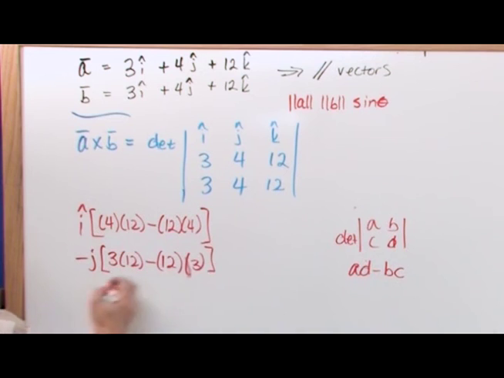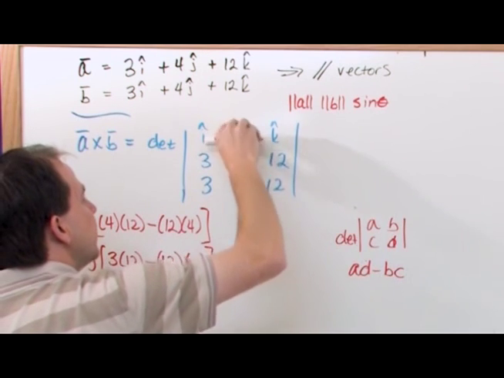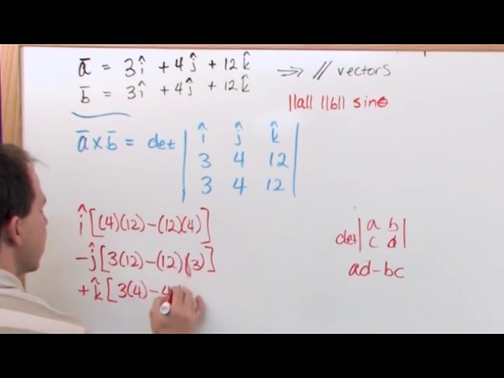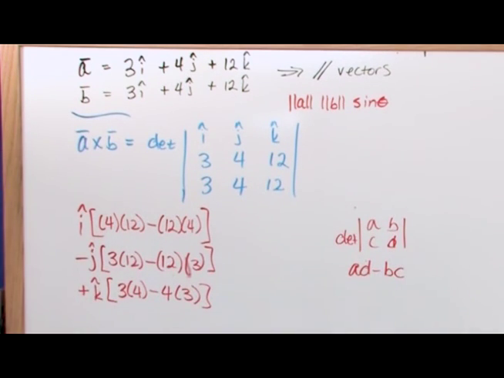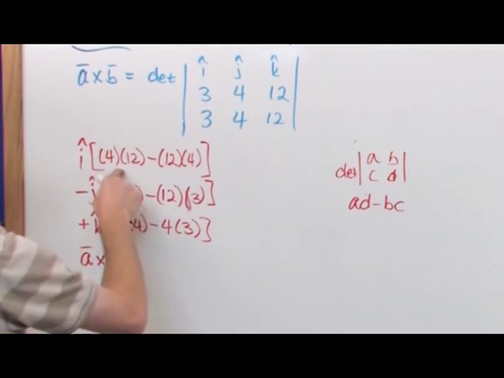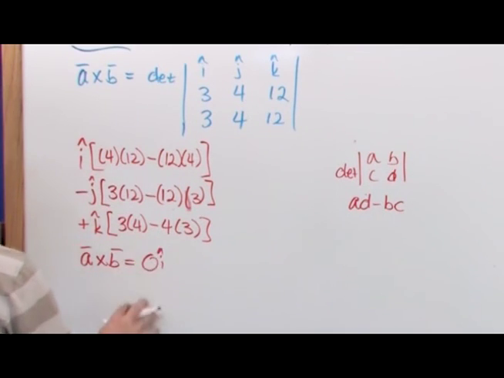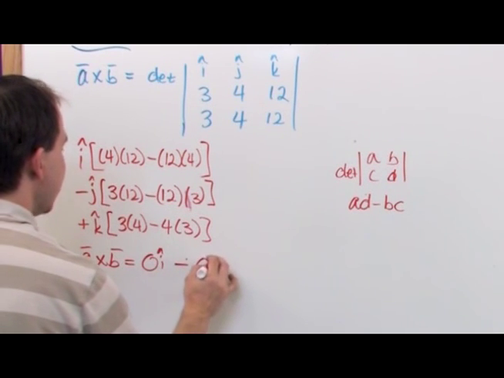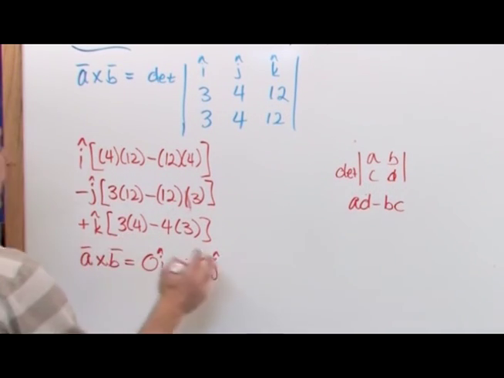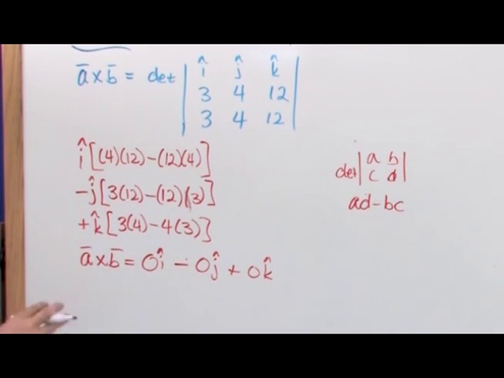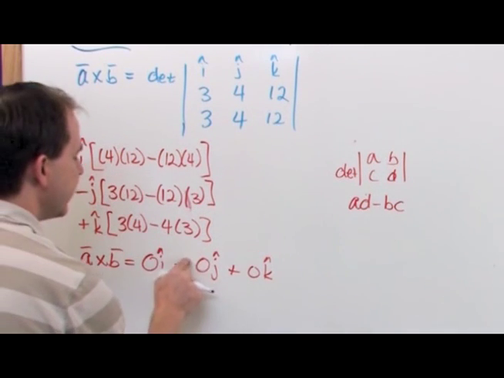Okay? And then finally, for the K component, you cover up this column and this, so you have these four numbers, 3 times 4 minus 4 times 3. Okay, so I think you can see pretty clearly that in the I direction, you're going to have 0. So you have 0I, right? In the J direction, you're going to have 0. So I'll put minus 0J. Okay, in the K direction, you're going to have 0. Okay, 3 times 4 minus 4 times 3. So what you have shown is that the answer is 0I minus 0J plus 0K.